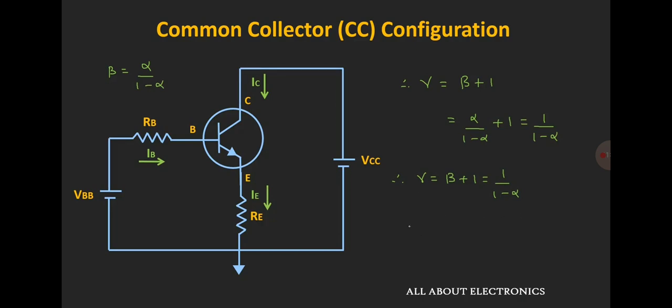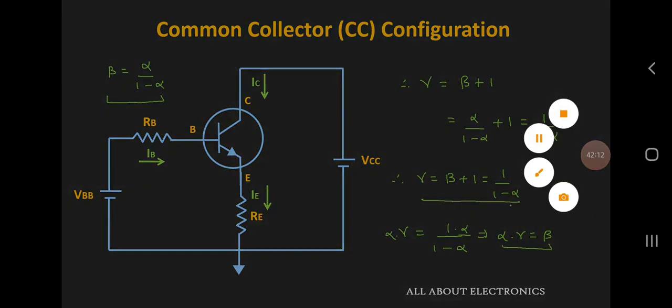Now from this we can say that gamma is equal to 1 divided by 1 minus alpha. And if we multiply both sides by alpha, then we can say that alpha into gamma is equal to alpha divided by 1 minus alpha. And we know that alpha divided by 1 minus alpha is equal to beta. That means we can say that this alpha into gamma is equal to beta. So these are the relationships between this alpha, beta and gamma.